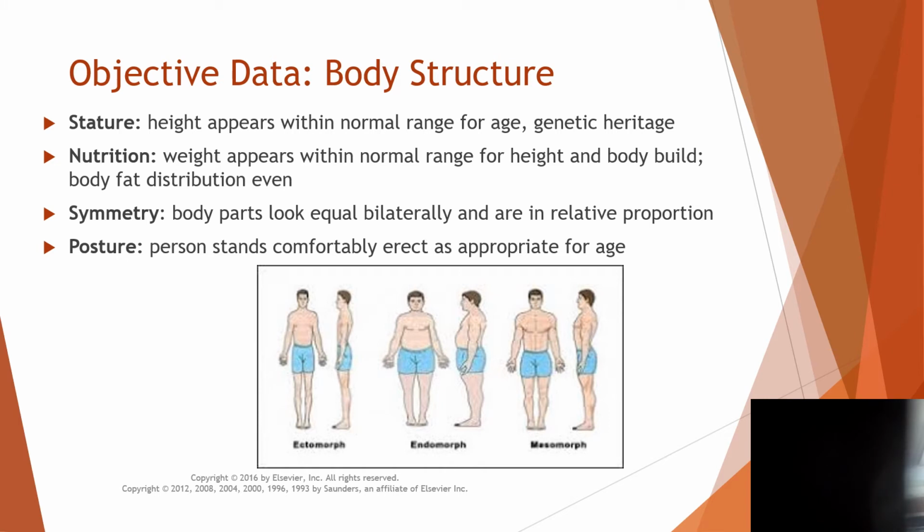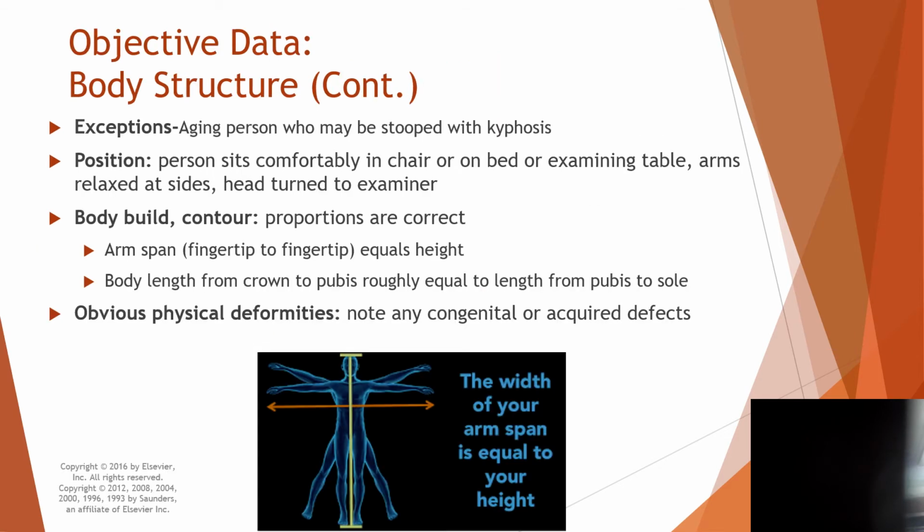Body structure. The stature, height appears within normal range for age and genetic heritage. Nutrition, weight appears within normal range for height and body build. Body fat distribution is even. Symmetry, body parts look equal bilaterally and are in relative proportion. Posture, person stands comfortably, erect as appropriate for age. Exceptions, you have the aging person who may be stooped with kyphosis.